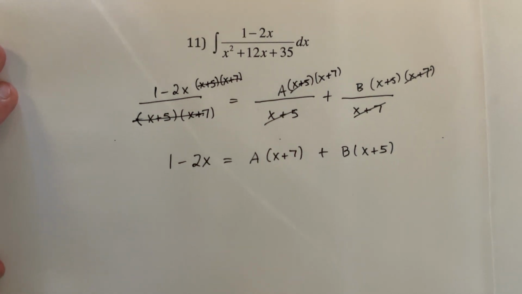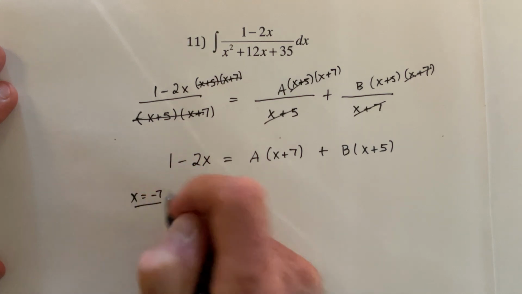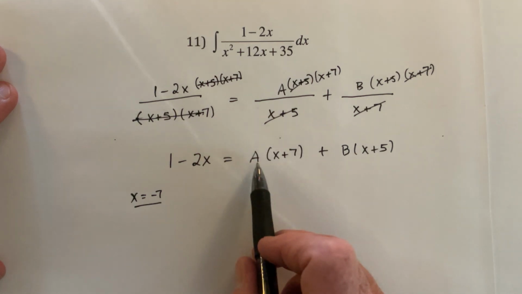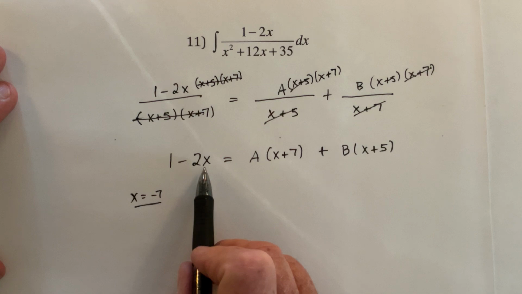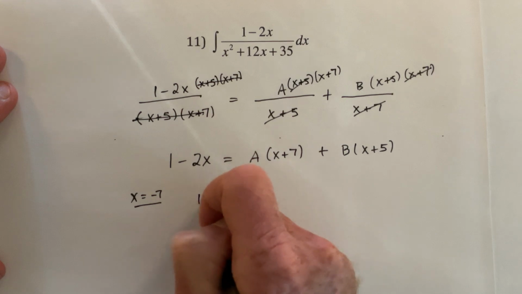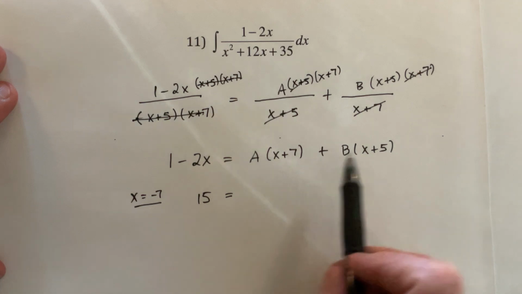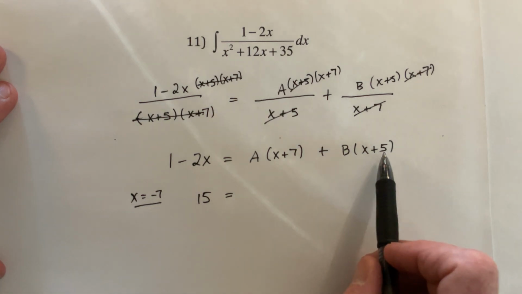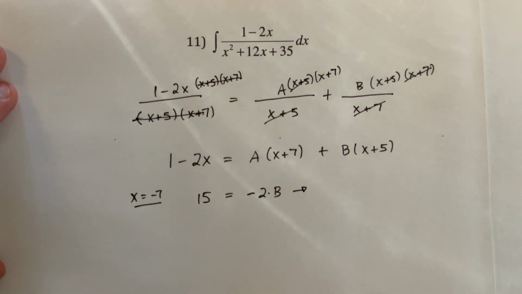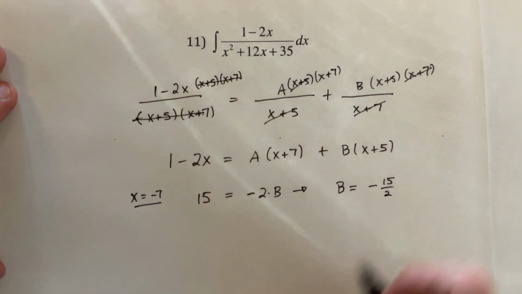All right, the way that I prefer to finish is pick numbers for x. Like, for example, if I let x equals -7, then -7 plus 7 is 0, so this part will disappear. If I put a -7 here, -2 times -7 will be 14, with a 1 is 15. And again, this part would be 8 times 0, so that's gone. And if I put a -7 here, plus 5 is -2. All right, then just divide both sides by -2, and it turns out that b is equal to -15 over 2.